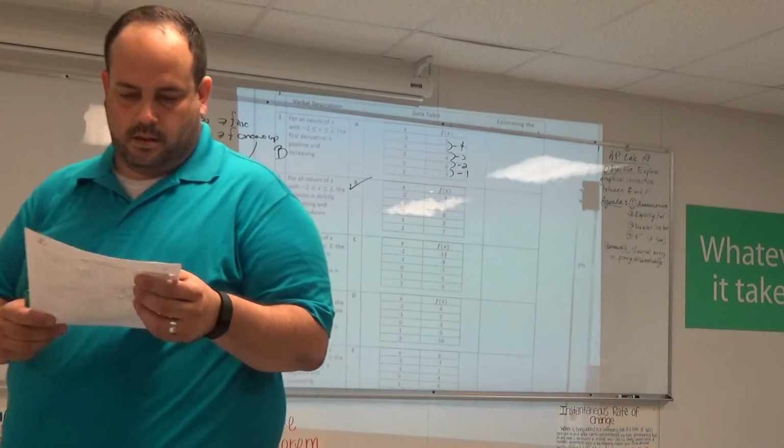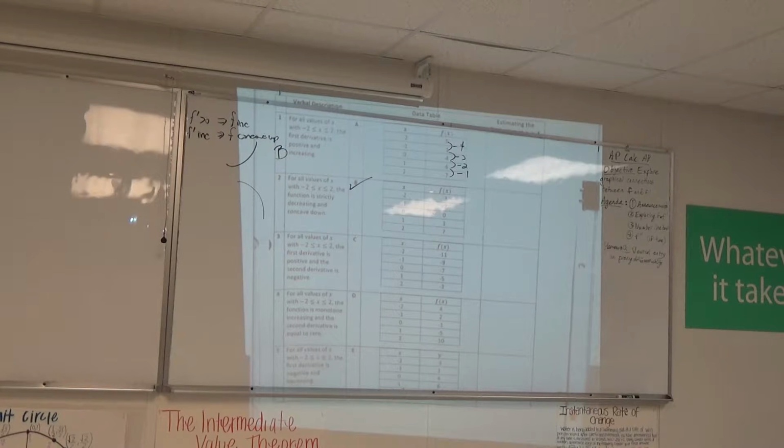You guys are good with the decreasing part, because the values are decreasing. We'll agree on that, but then it's concave down because the rate at which they change is decreasing. This one is concave up because the rate at which they change increases. So the opposite. When you're talking about concavity, you're looking at whether the rate is increasing or decreasing.